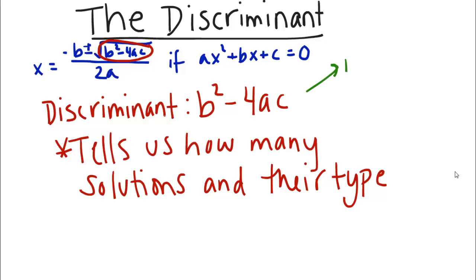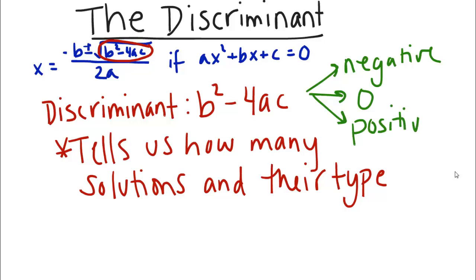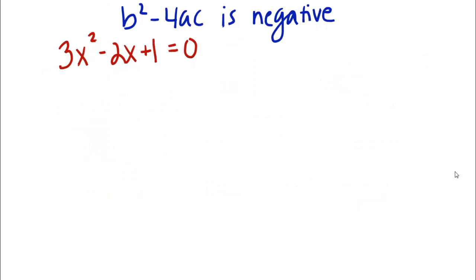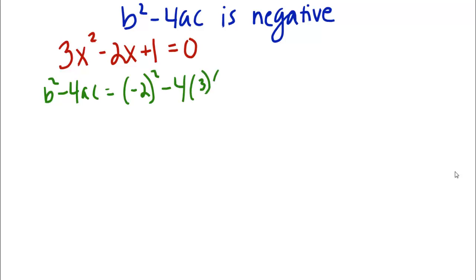We know that it can either be negative, it can either be 0, or it could be positive. So let's take a look first at what happens if b squared minus 4ac is negative. Here's a quadratic equation, 3x squared minus 2x plus 1. Let's find our discriminant. B squared minus 4ac is the quantity negative 2 squared minus 4 times 3 times 1. And that gives us 4 minus 12, which is negative 8.